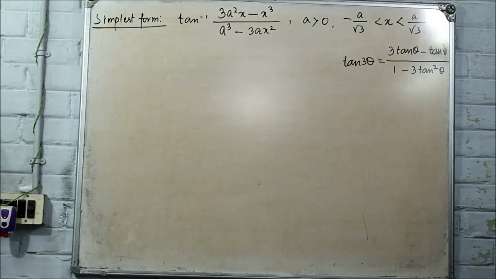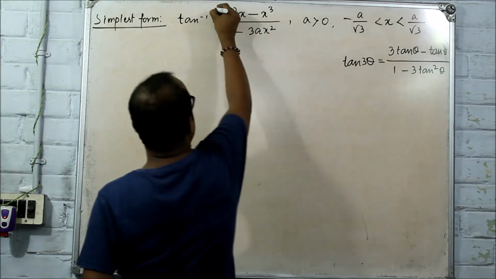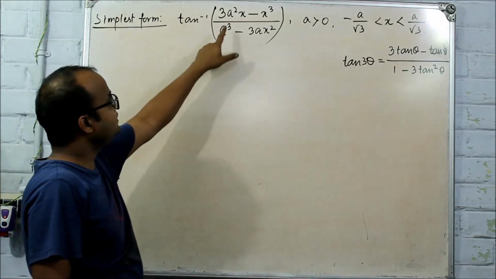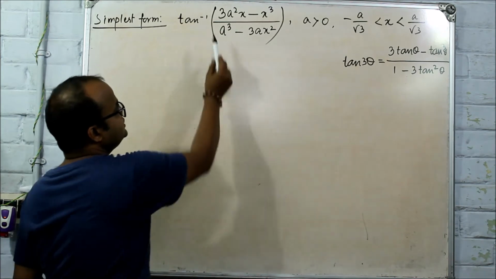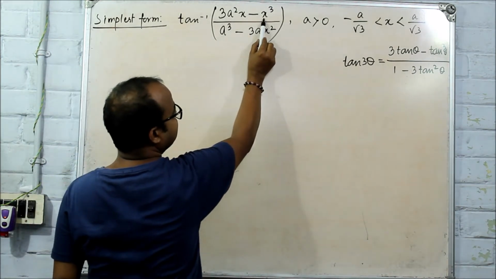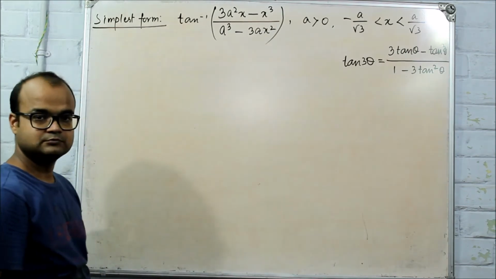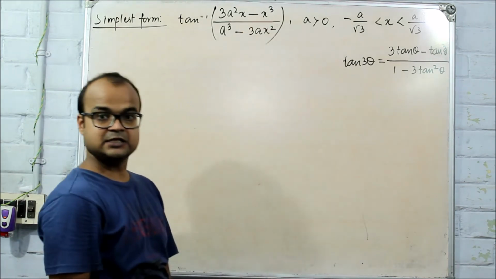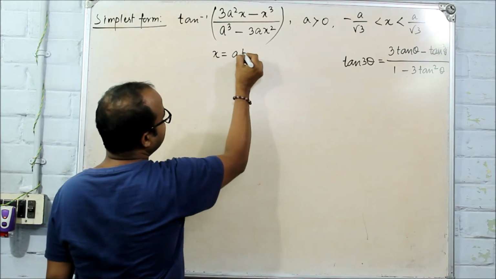Now, you may ask why I am selecting this formula. Look at this term, tan inverse of this. So, if we just remove this term a, we get 3 tan theta minus tan cube theta over 1 minus 3 tan square theta. So we need to somehow cancel a. So here we substitute x is equal to a tan theta.